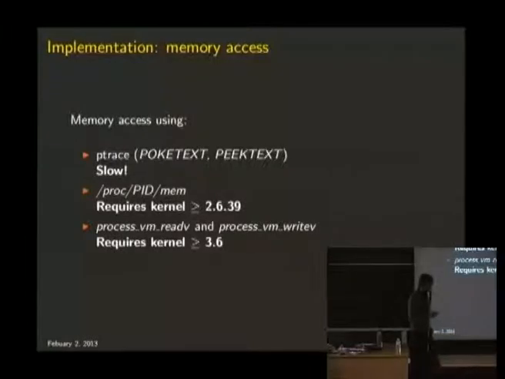There are different ways of accessing the memory when you're tracing a process. You can use the ptrace system call, but for every word you have to call ptrace, which is very expensive. Or you can use the special mem file in the proc file system, which is relatively fast and which is what we're using, but you need a somewhat recent kernel to write to it as well. And as of a very recent kernel, there are also two system calls which allow you to do the same thing.